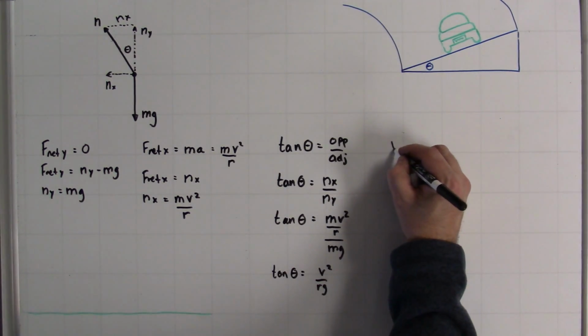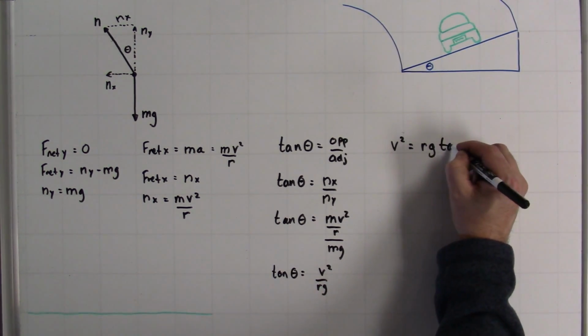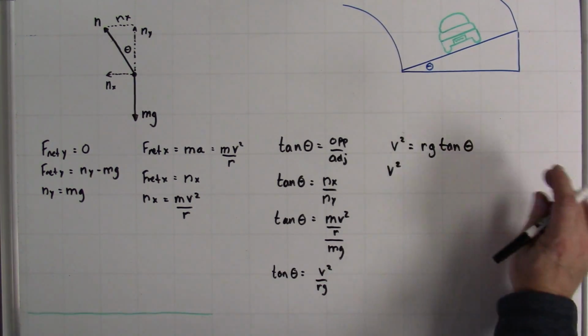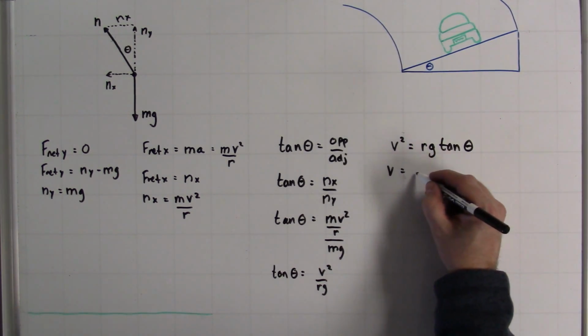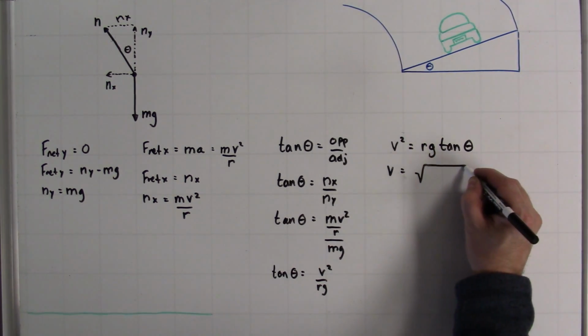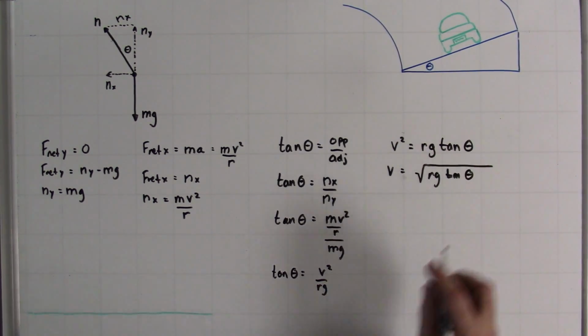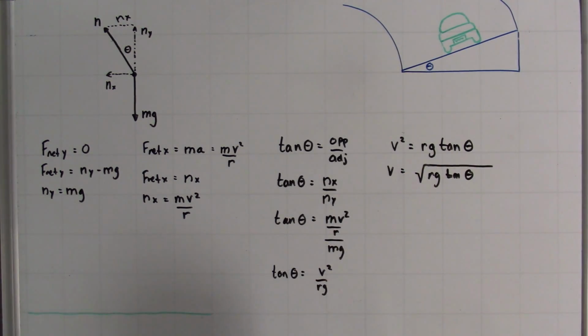So if I go to solve for this, v squared is equal to rg tangent theta. So v is equal to the square root of rg tan theta. And then you can plug and chug and you can get an answer for the speed. Okay? You get an answer for the speed. And I'm feeling pretty good about that.